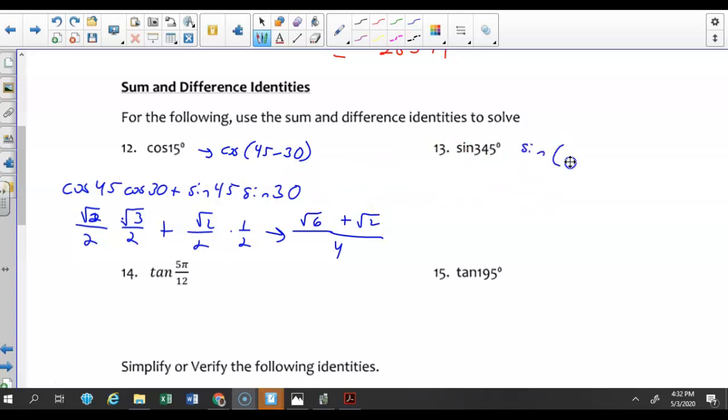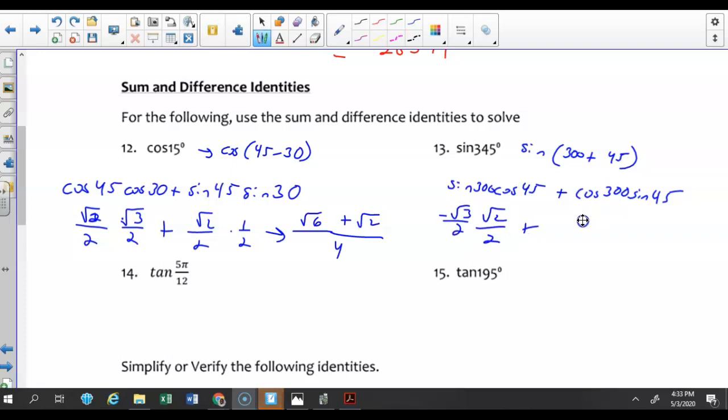So this could equal sine of 300 plus 45. So that gives me sine 300 cosine of 45 plus cosine 300 sine of 45. So the sine of 300 is negative radical 3 over 2, radical 2 over 2. All right, and then cosine of 300 is 1/2, radical 2 over 2. And when we do that, this is negative radical 6, this is positive radical 2. So I'm going to write it radical 2 minus radical 6, because again, that's a negative over 4.